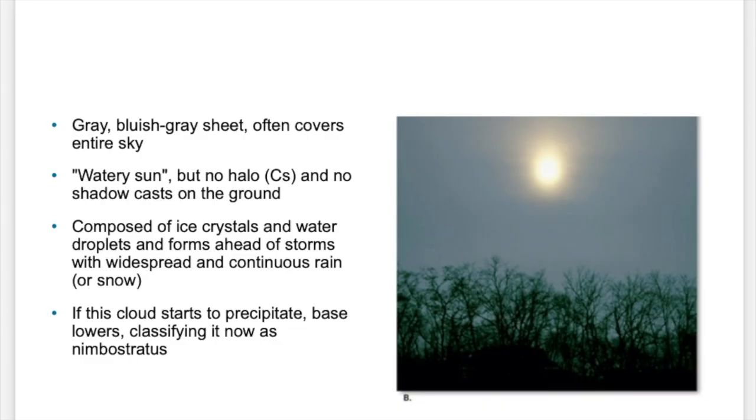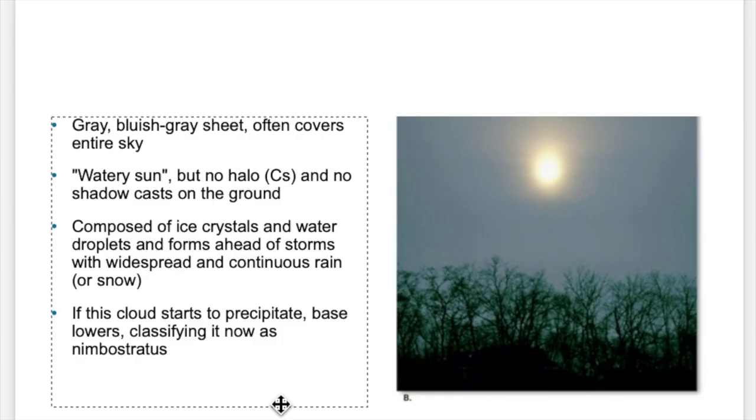And here we can see in this image it has a gray, bluish gray sheet which often covers the entire sky, and the nickname that we see of these clouds would be watery sun. So we could see the sun looks like a water painting type of sun, muddy sun. There's no halo and no shadow cast on the ground. So this is different from the cirrostratus that we saw that had that halo around the sun. Here in this picture we see it's kind of muddy, like a watercolor painting.